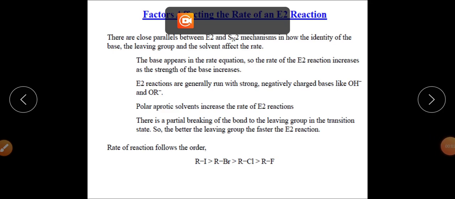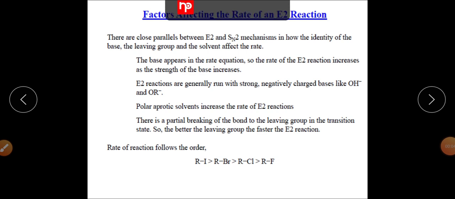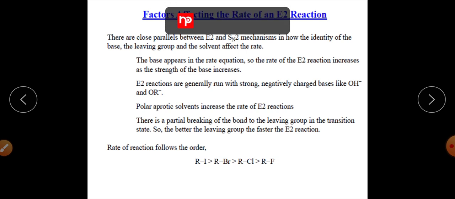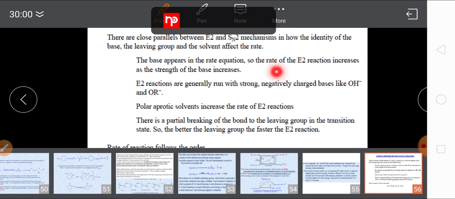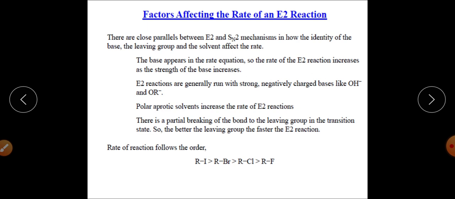Dear students, today we are going to discuss various factors that affect the rate of E1 and E2 reactions. Then we will discuss the comparison between the E1 and E2 mechanisms, what the differences are and how different parameters affect the rate of E1 and E2 reactions, followed by some important examples of E1 and E2 mechanisms.